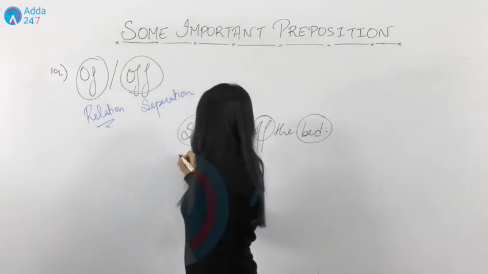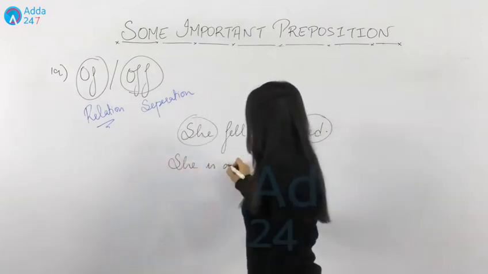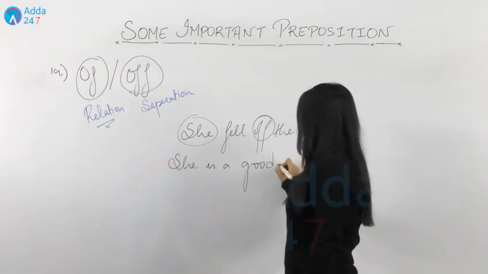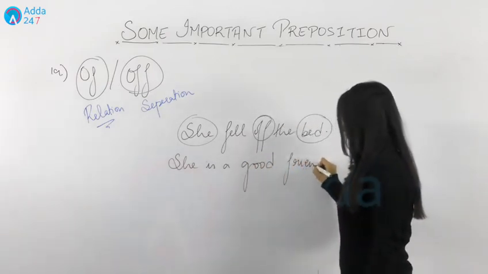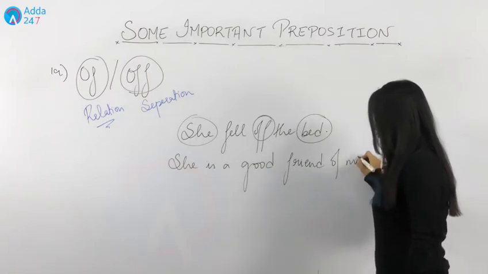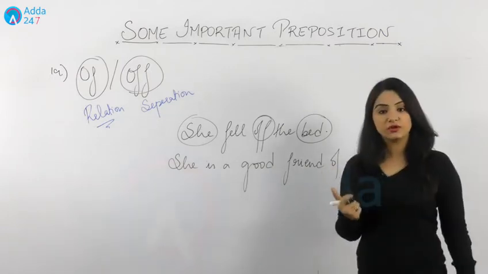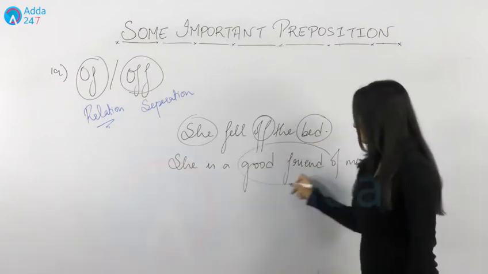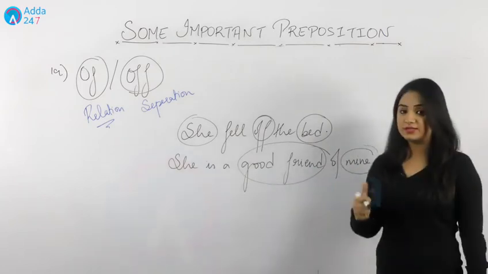Now, if I write, she is a good friend of mine. So, here I need to show the relationship between the good friend and whose good friend is it?